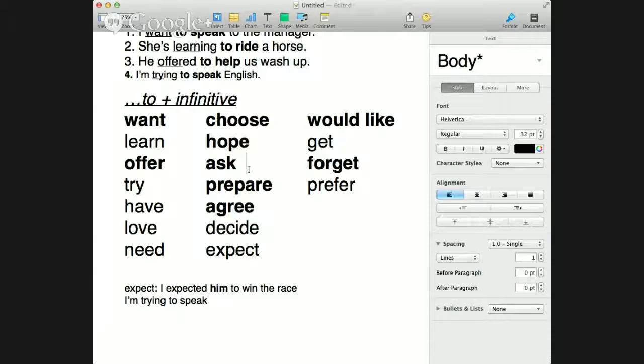I have to ask you to leave. No, no, sorry. Without an object. It's the same, it just doesn't tell me who you're asking, basically. So you can just go straight away with the verb there.